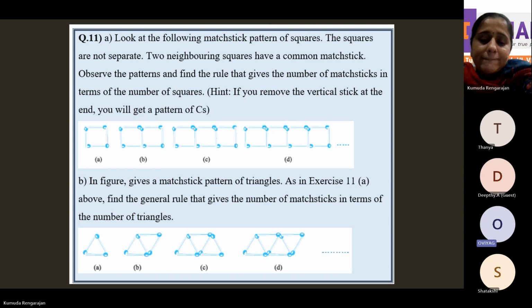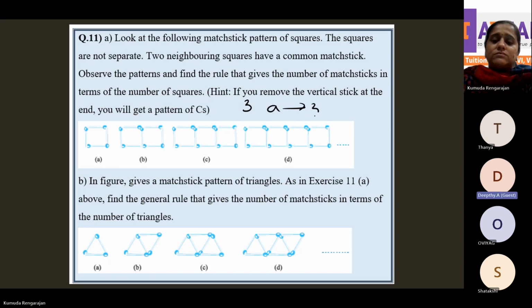Ma'am, can we use any variable for that? Can we use not only n, but C, D, A, anything? Any letter from A to Z. Okay, ma'am. Ma'am, I have a doubt.